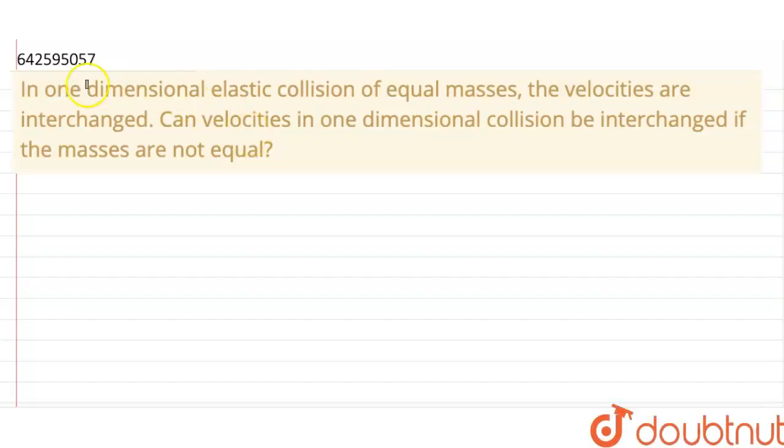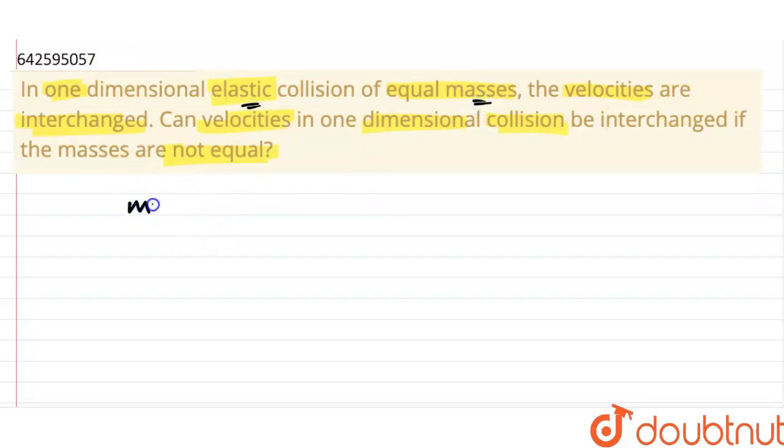Hello everyone. So the question is, in one-dimensional elastic collision of equal masses, the velocities are interchanged. Can velocities in one-dimensional collision be interchanged if masses are not equal? Okay, so for one-dimensional elastic collision of equal masses, we know the velocities are interchanged.